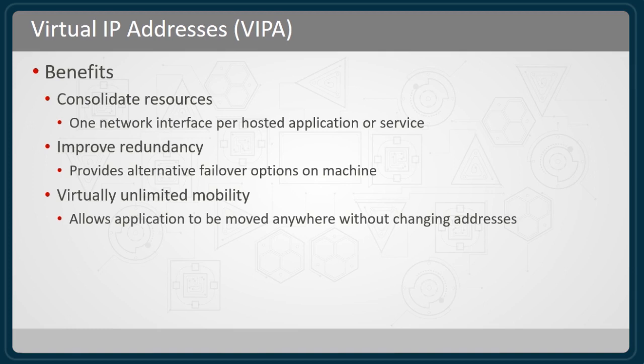As well, you get virtually unlimited mobility. This allows the application to be moved anywhere without changing the virtual IP address. If that primary server of the cluster goes down, for example, you can just bring in another server to take its place. If an application drops dead on one server, you can move that application to another server. So again, from the perspective of the client, I just continue to hit the virtual IP address. Whatever goes on behind the scenes doesn't really matter to me. So that's the idea behind using the virtual IP. It shields the actual IP addresses that are in use, but offers those benefits of improved redundancy, failover, and mobility.